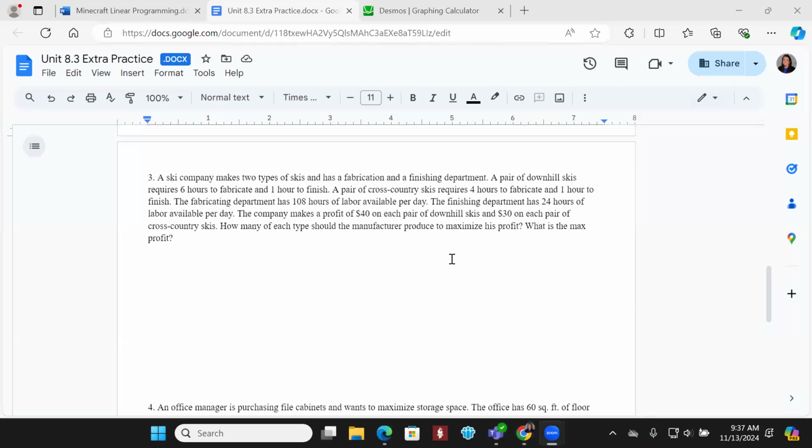Okay, a ski company makes 2 types of skis and has a fabrication and a finishing department. A pair of downhill skis requires 6 hours to fabricate and 1 hour to finish. So what is our X and Y?